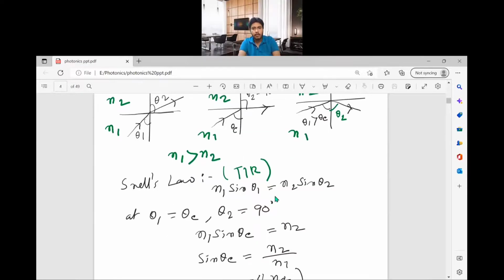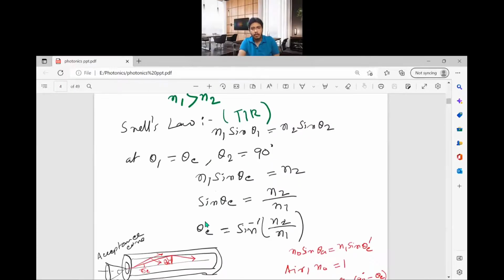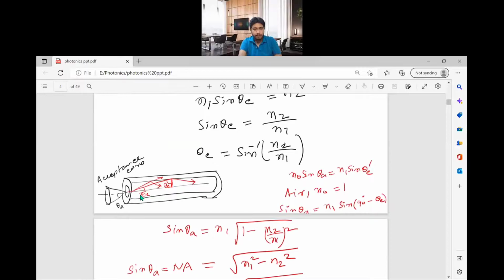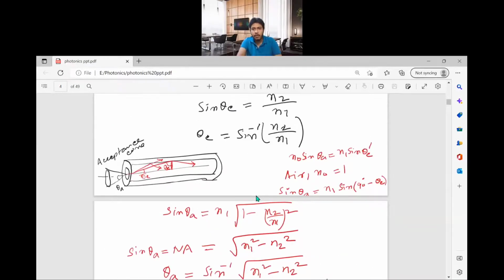From Snell's law, you can get the expression for the total internal reflection. If you make theta2 90 degrees, you get the critical angle theta c equal to sine inverse of n2 by n1. Beyond this theta c, all light will be reflected back in the n1 medium. This is known as the total internal reflection. So if the light is incident at an angle beyond theta c, it will be reflected back into this core, and again it will be reflected back from here, as it supports the total internal reflection. In this way, the light will travel through this optical fiber like this. This is the total internal reflection phenomenon.